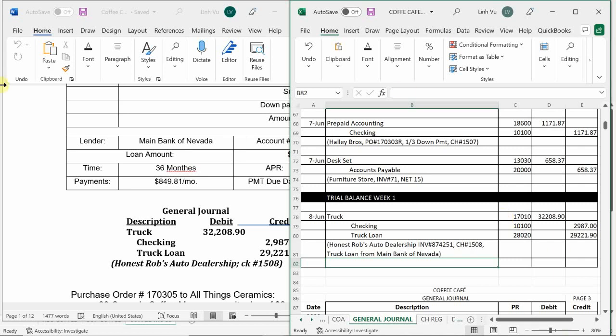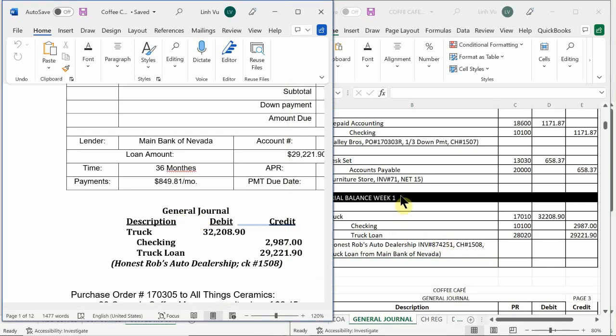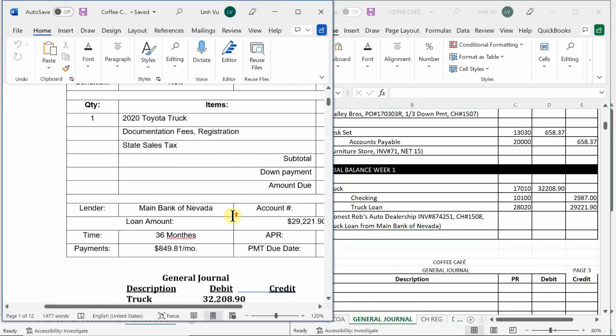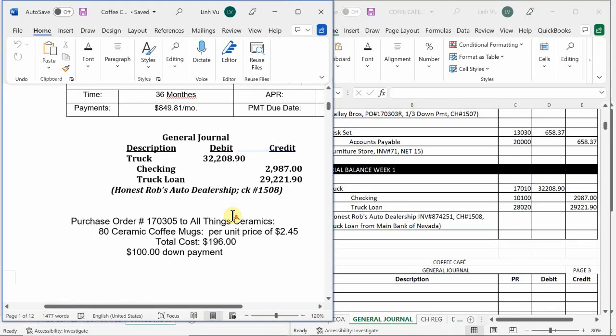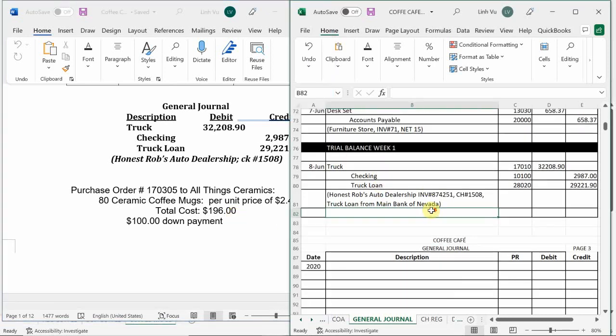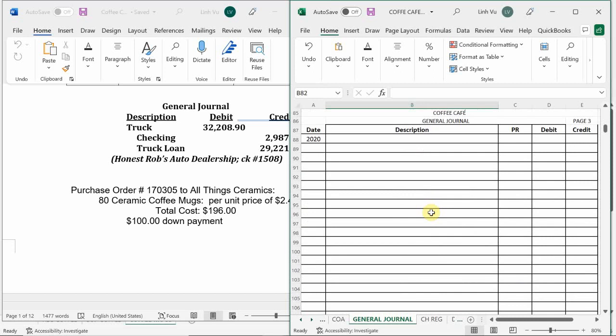All right. So yesterday we last left off right here at the end of page 2. We entered in our purchase of a truck with the truck loan. So there it is. We are now continuing because we already completed everything for that. We reached the bottom of page 2, so I can now move on to page 3.